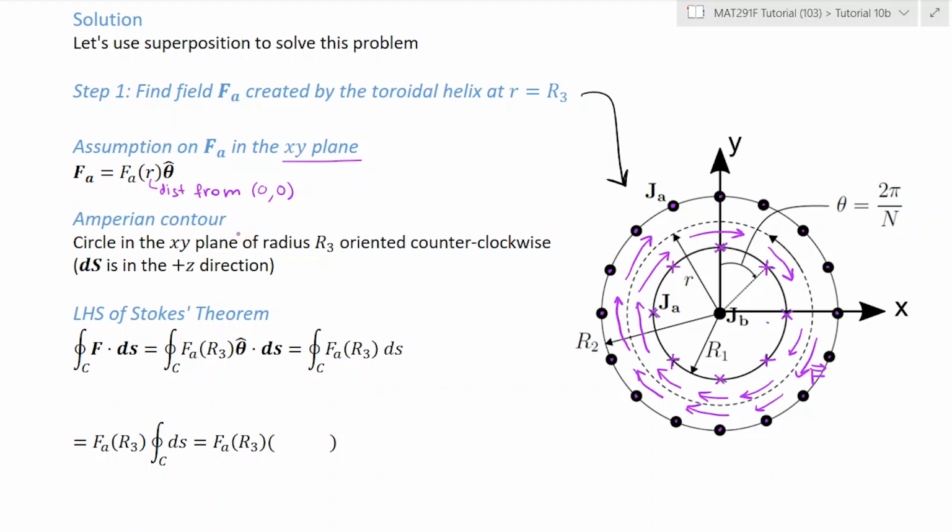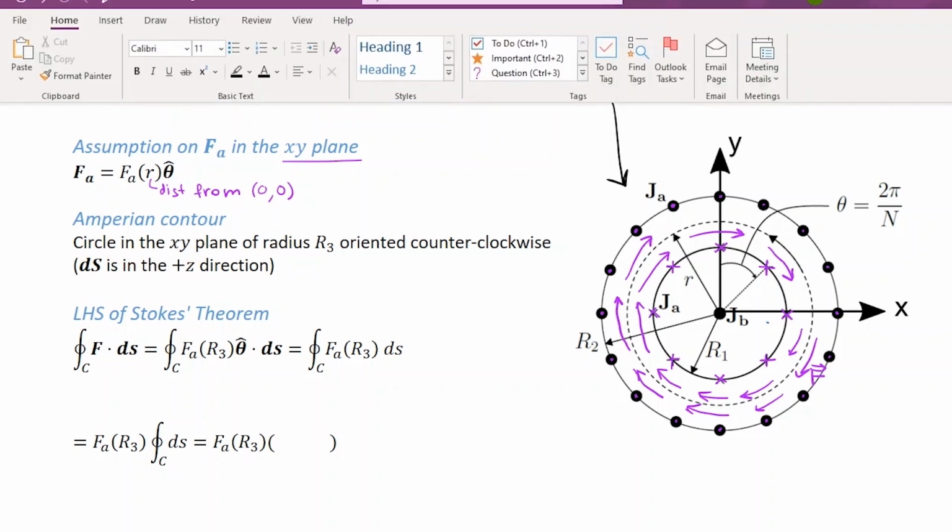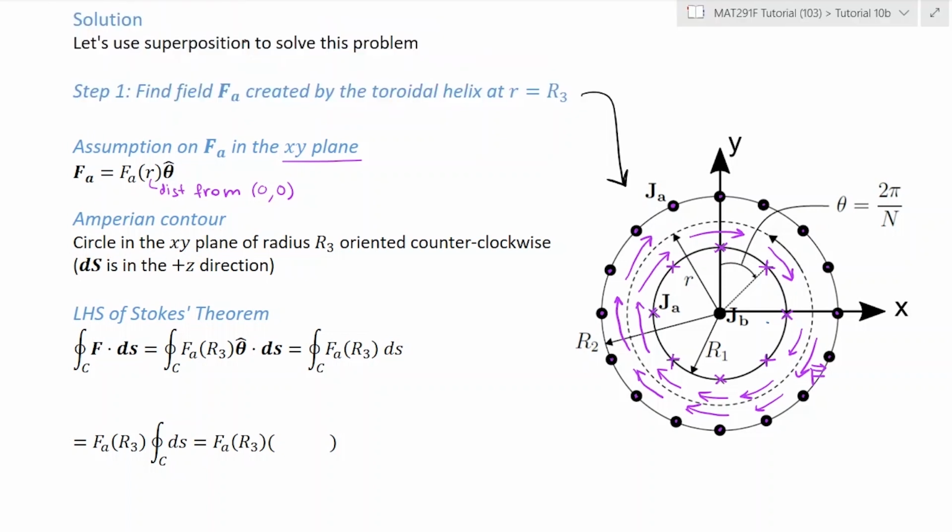Let's set up the Amperian contour to apply Stokes' theorem. We will make it a circle in the xy plane. Let's make the radius equal to R3, because remember R3 is where we're told that the total field is 0. So we want our field at r equals R3. So this is the contour.